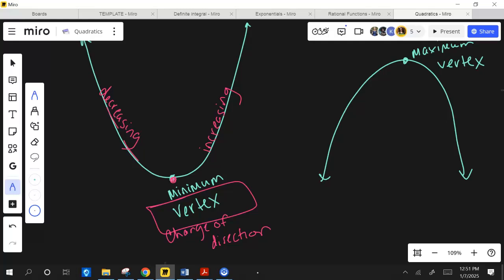Vertex is what you need to be most familiar with, vertex. Vertex means change of direction? Yes, that means it's changing direction. That's exactly right.